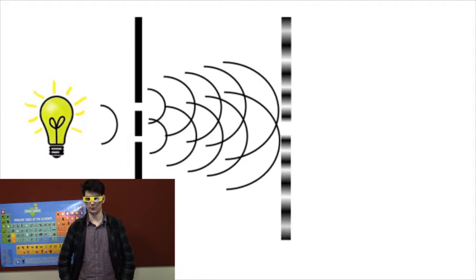This is the type of pattern we would only expect to see if light was a wave, and the two slits were acting as two different light sources in phase with each other. From this, there was only one conclusion: light was a wave.